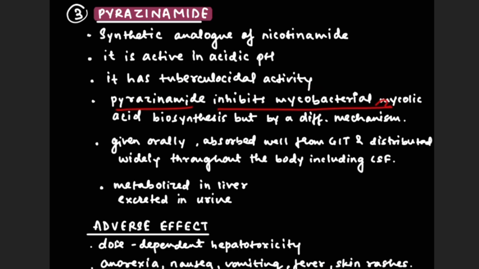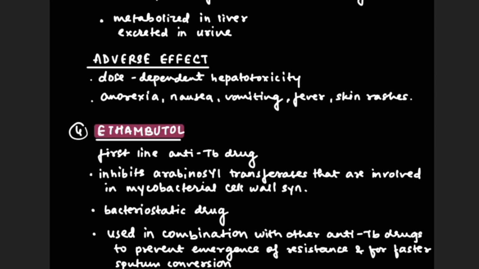Pyrazinamide inhibits the mycobacterial mycolic acid biosynthesis but by a different mechanism, and it is given orally, which is absorbed well from the GIT and distributed widely throughout the body including CSF, as well as it is metabolized in the liver and excreted in the urine. Now here are some adverse effects. So first is dose-dependent hepatotoxicity, and second is anorexia, nausea, vomiting, fever, skin rashes, all these things will occur.